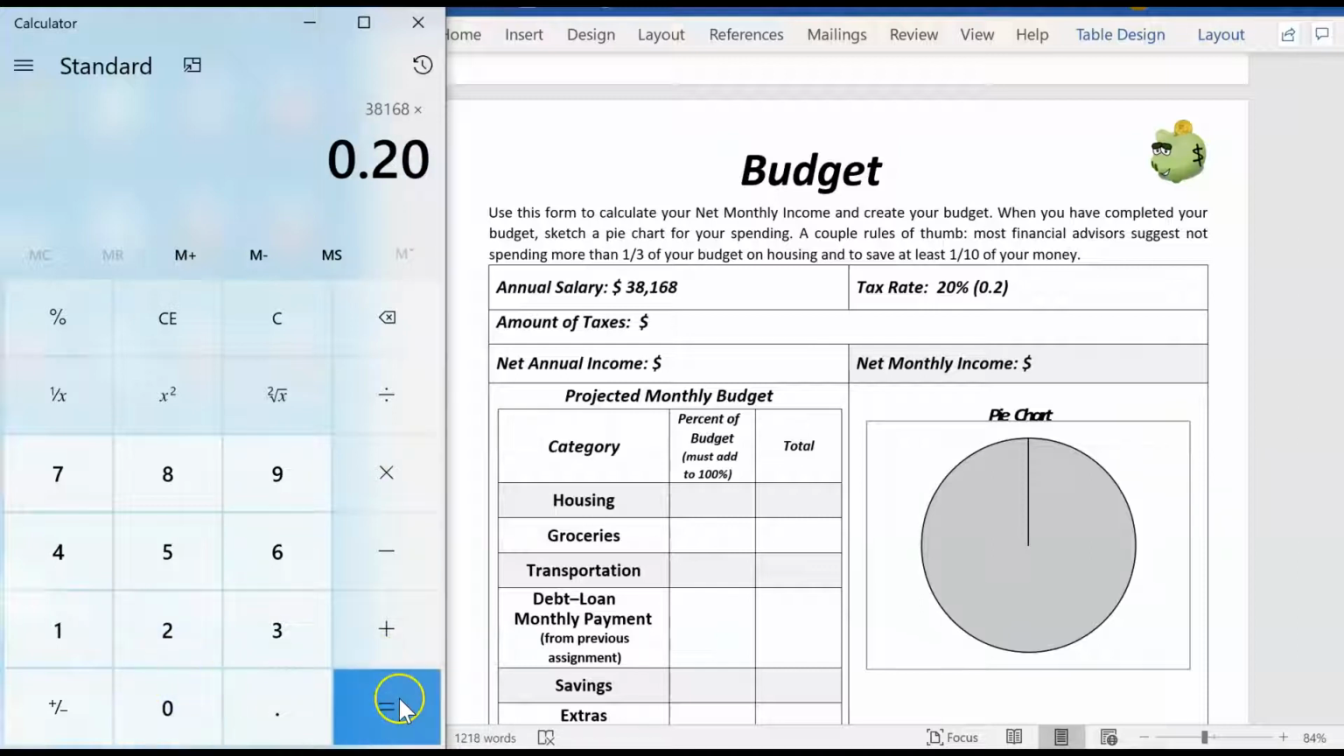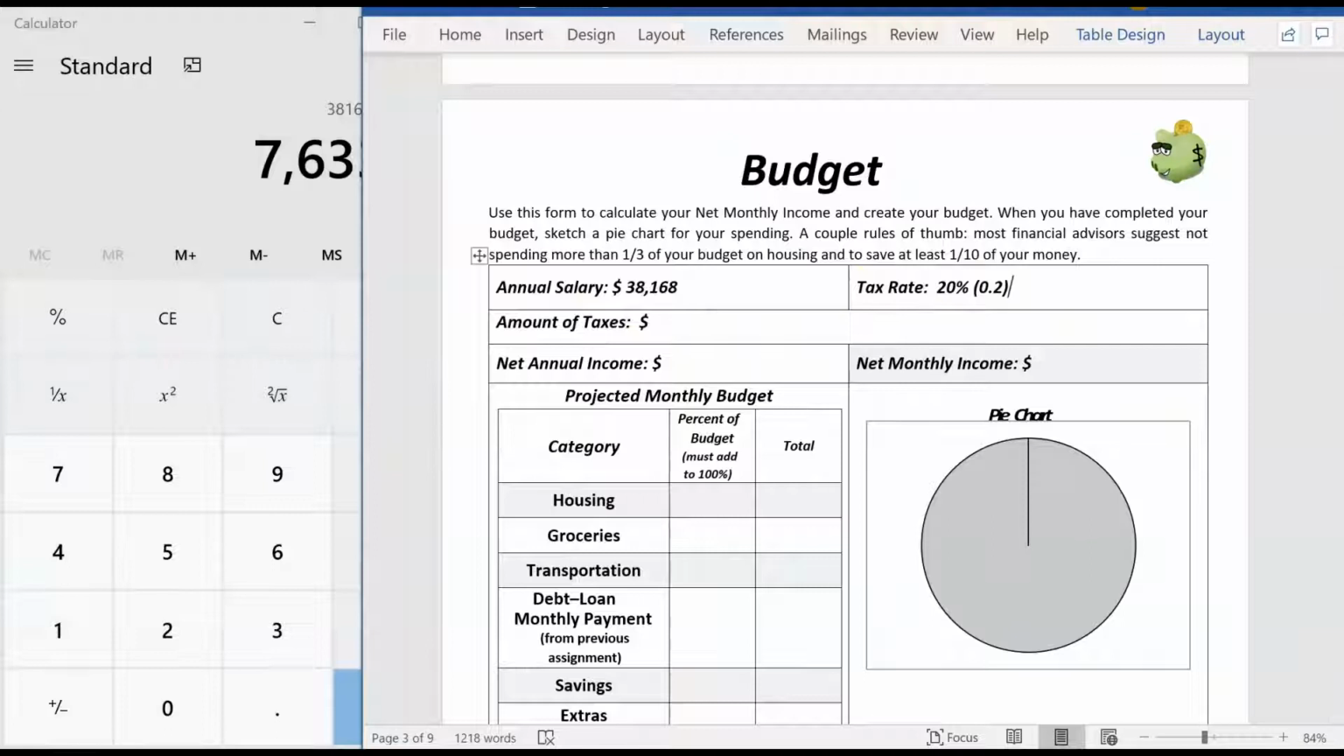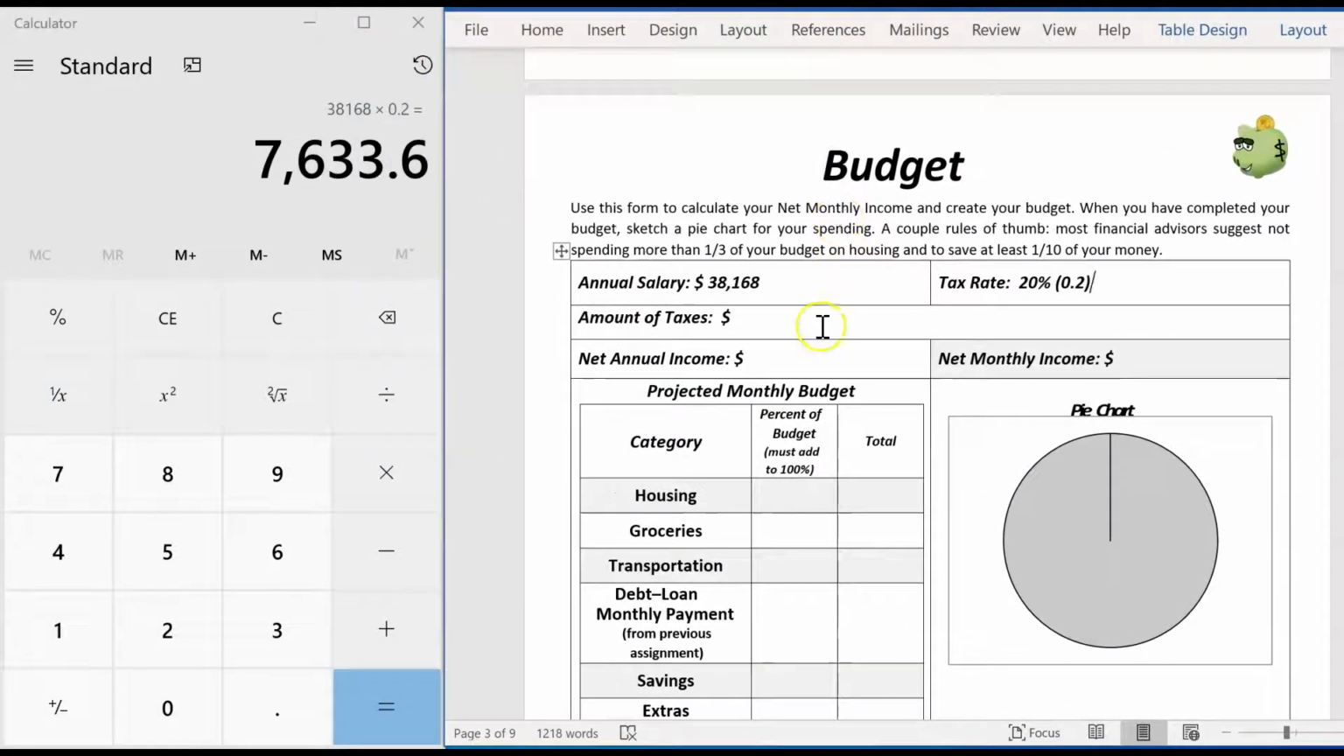And that's how much tax I'm going to be paying if my tax rate is 20%. So I'm going to put that number in here. Let me scoot this over. Okay, and 7,633.6. Now, if you see that 0.6 and you're like, what's the deal? You know, it means 60 cents, not just 6. So 60 cents.